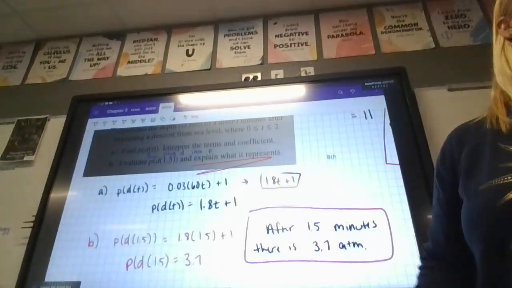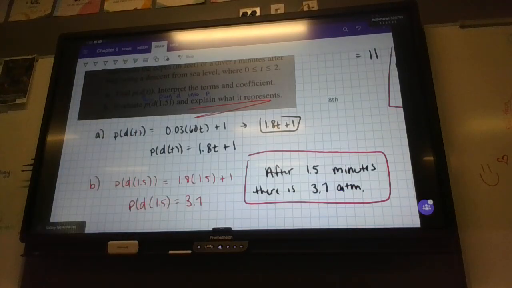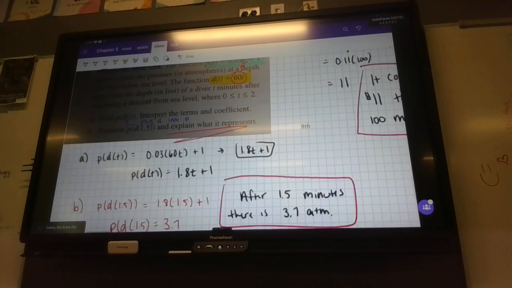Next, any more questions on that? Anybody want to ask any questions about composition of function? All right, head to page 503 in your book.